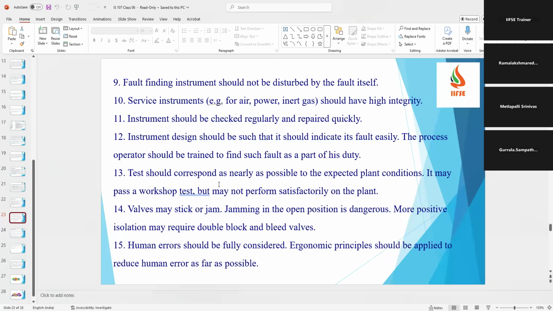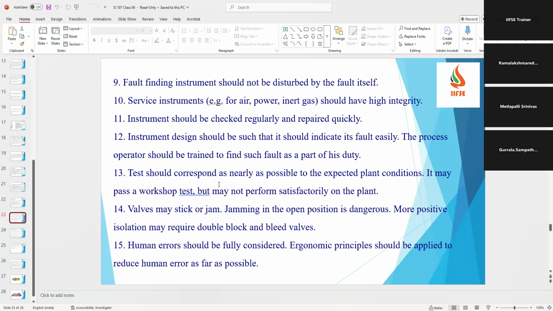Okay, tests should correspond as nearly as possible to the expected plant conditions. It may pass a workshop test but may not perform satisfactorily on the plant. Some instruments may not perform in real-time scenarios as they performed at the test center level. That is also something we have to consider.